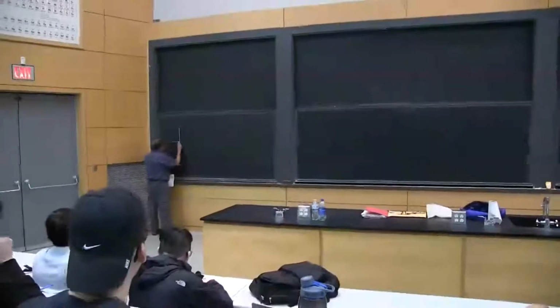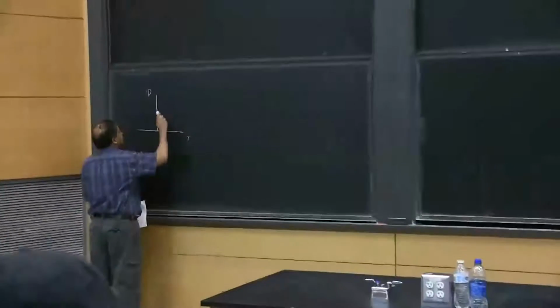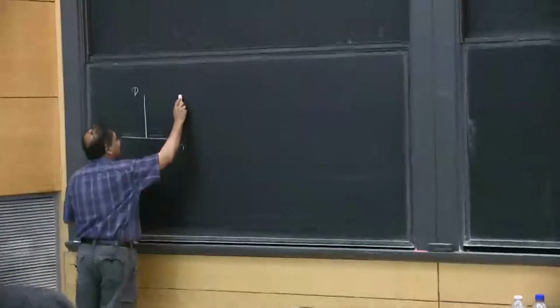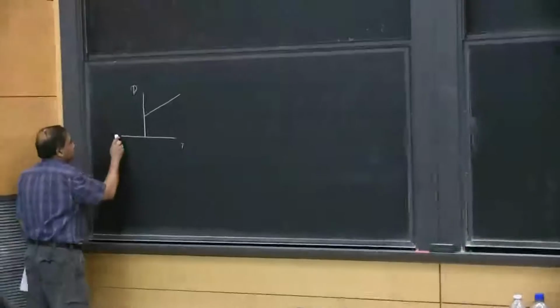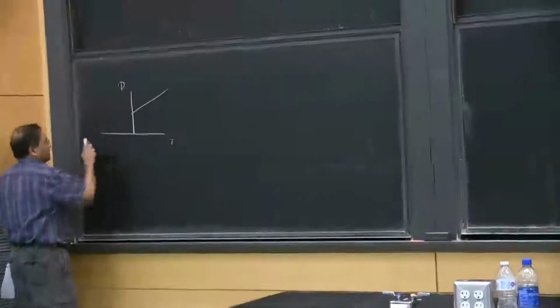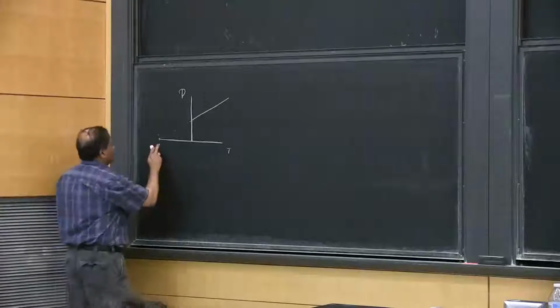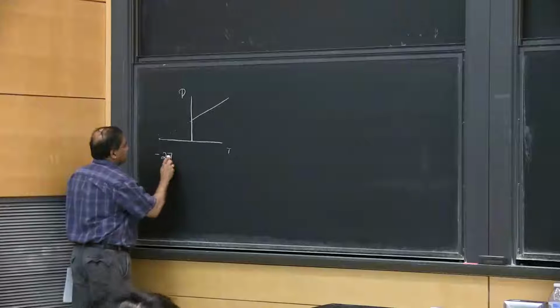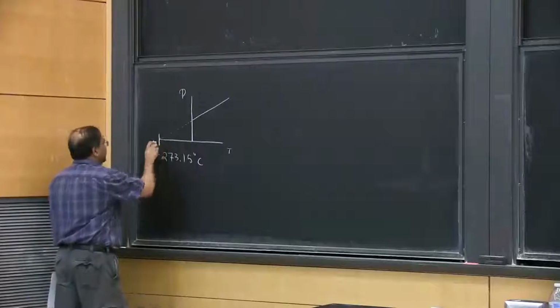This was where we started last time, pretty much. This is the temperature axis, this is the pressure axis, and if you cool down a gas, the pressure comes down, and then ultimately, if you can keep it in a gaseous state, then this line would intercept the temperature axis, and this is at minus 273.15 degrees Celsius, which sets the Kelvin scale.